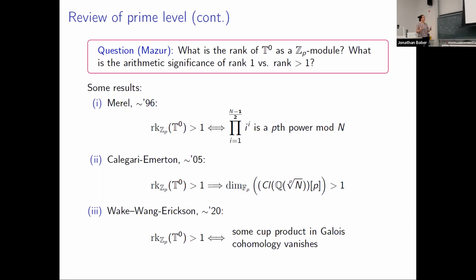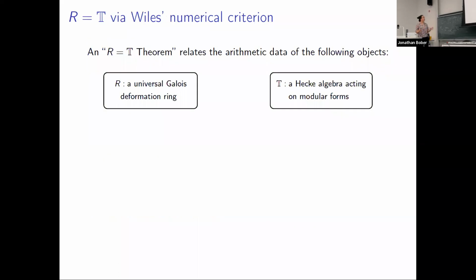And so because that's the approach we're going to take, I want to just start with a little overview of what I mean by R equals T theorem. So the 2 objects in an R equals T theorem are R, which is some sort of universal deformation ring, and T, which is a Hecke algebra acting on a space of modular forms.